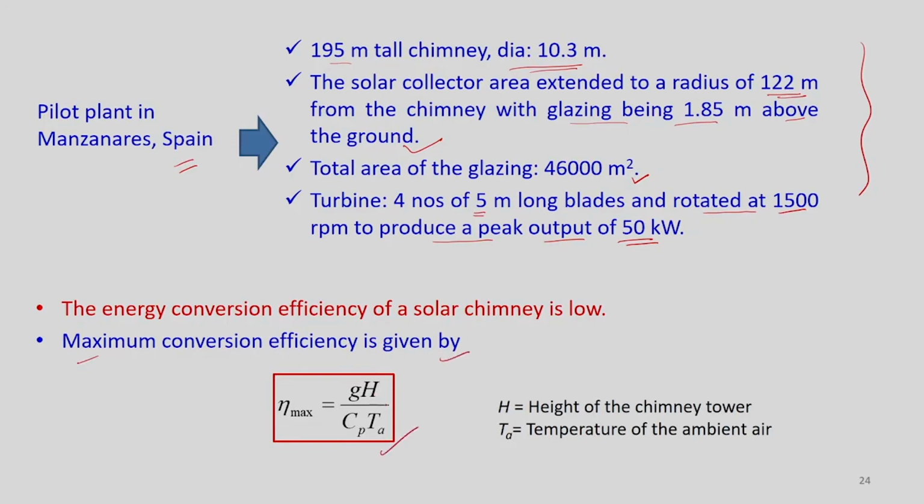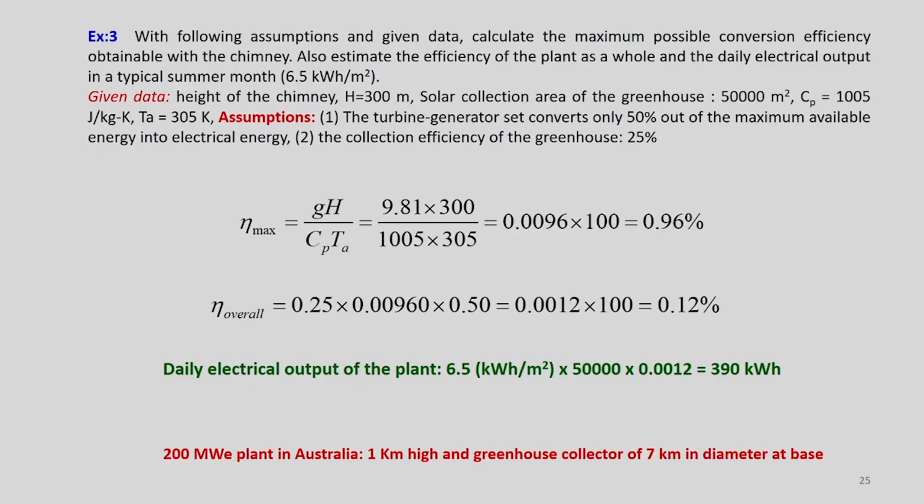Once you know the height of the chimney and the ambient temperature, of course the specific heat is known to us and g is known to us. So, by using that we can calculate what will be the maximum conversion efficiency of the solar chimney, right. So, we can solve this numerical.